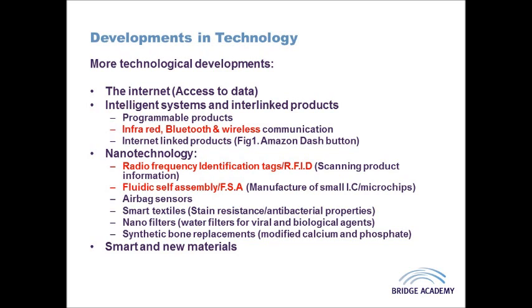You also see these in nanofilters for water that can improve the quality of a product through reducing viral and biological agents, and in synthetic bone replacements whereby calcium and phosphate is modified to make replacements there. And obviously we've got a whole range of smart and new materials that you could also talk about in terms of development of technology. So effectively, if we use the mnemonic there, powerful electronics cause the miniaturization of digital software, and we can focus on the ideas of the internet, interlinked and intelligent systems, and nanotechnology, smart and new materials as well, we can have a very good approach at answering this question.